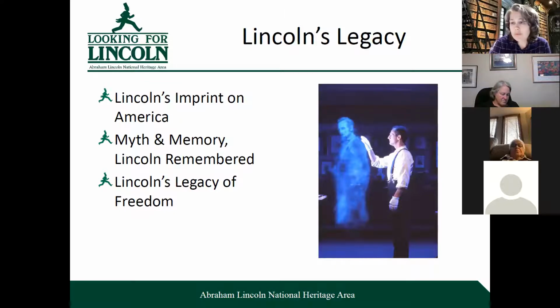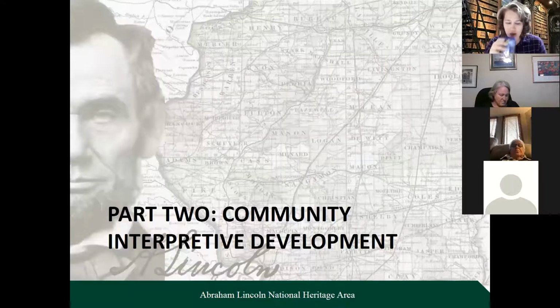So those are the interpretive themes, and there's a lot more detail on those in the Interpretive Plan. Please go and take a look at those in detail. That is an overview of the interpretive themes for the heritage area. Take a drink here.